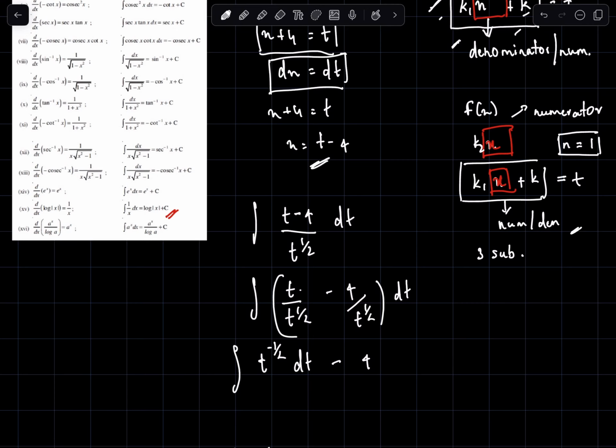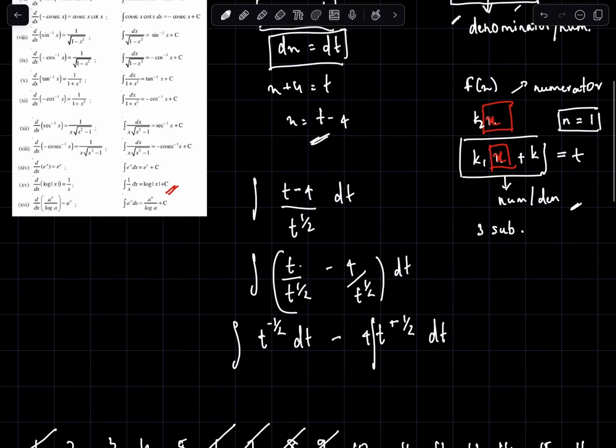Am I doing this correct? So 1 minus half. And if I take this up, it would be 4t raised to the power minus half. And I can take 4 outside dt. Correct? So what is this?